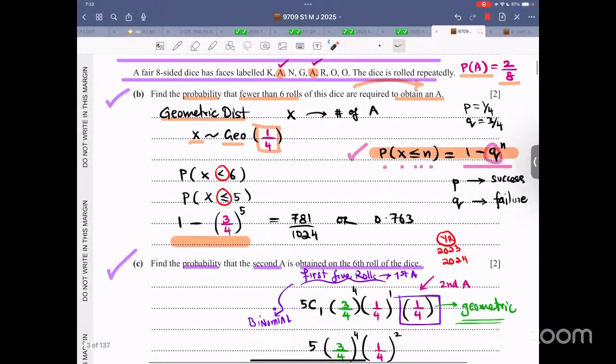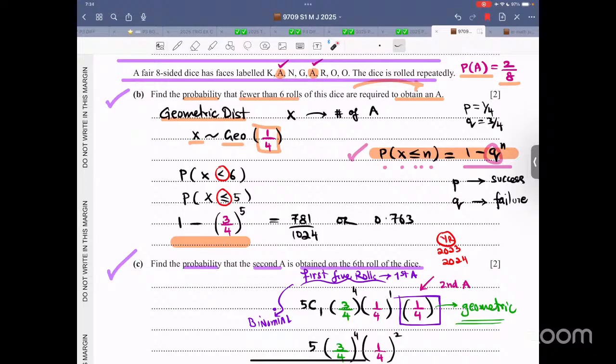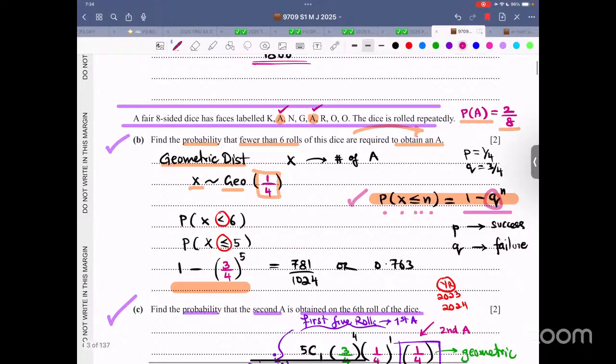Now, all of a sudden, the mood changes, and it's no more about permutation or combination. It is about probability, about probability distribution. Which kind of probability distribution is this? It says a fair 8-sided dice has faces labelled KANGAROO. The dice is rolled repeatedly. There are no fixed number of trials. So if there are no fixed number of trials, this is definitely not binomial.